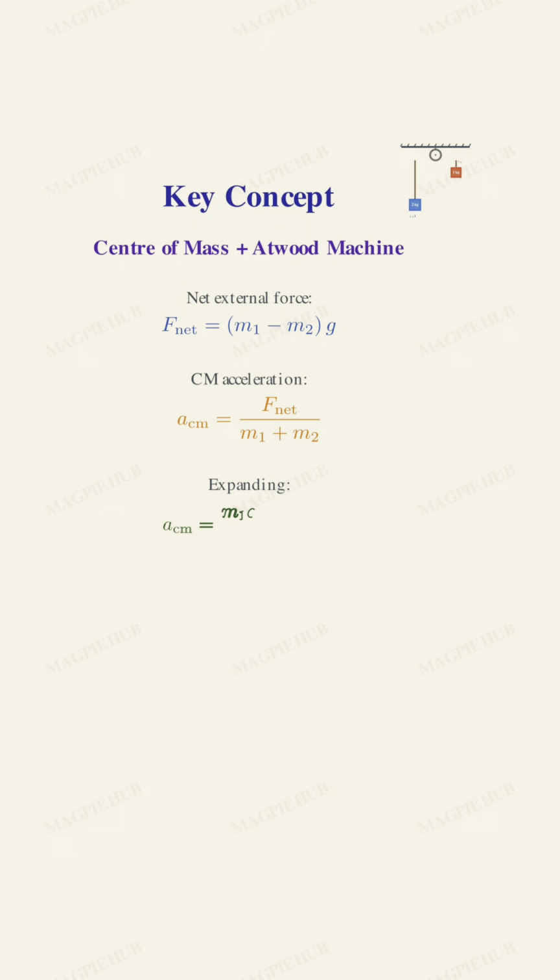We can also write it as (m1 times a1 plus m2 times a2) divided by (m1 plus m2). In an Atwood machine, both blocks have the same magnitude of acceleration but in opposite directions. Block 1 accelerates downward, block 2 accelerates upward.